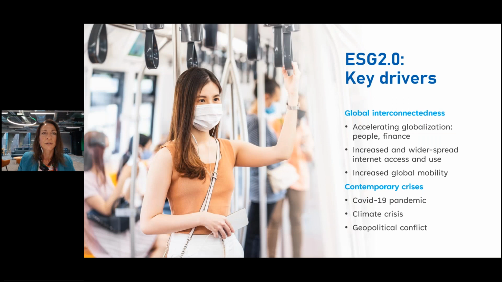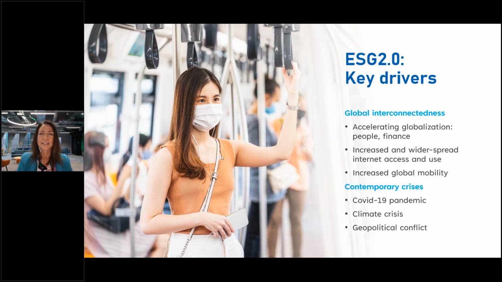So I give you that history because I think it's really important to recognize that even if ESG is new to you, it's not a new concept, but it's certainly one that we're seeing reinvigorated and coming back to the fore. ESG 2.0 is where we are now, I would argue. And there are three things that have driven this reinvigoration that have really been key drivers. And that's global interconnectedness and contemporary crises. I've only had one coffee today. That's two main things, not three.